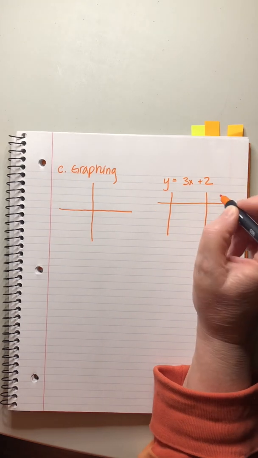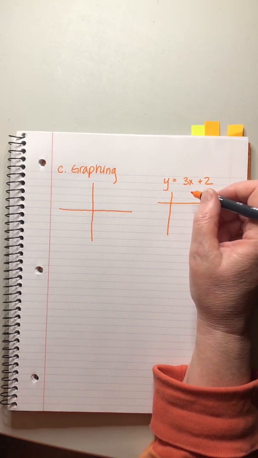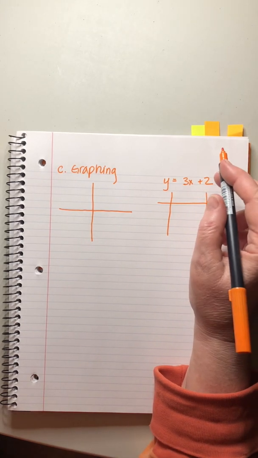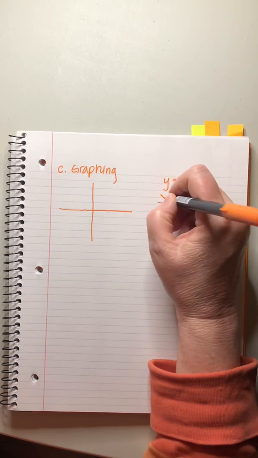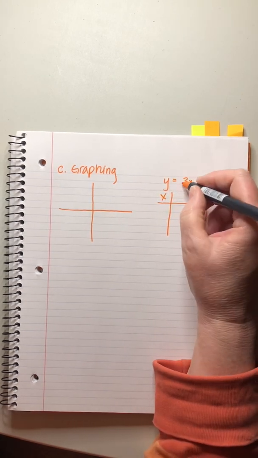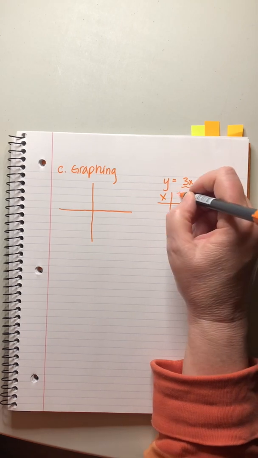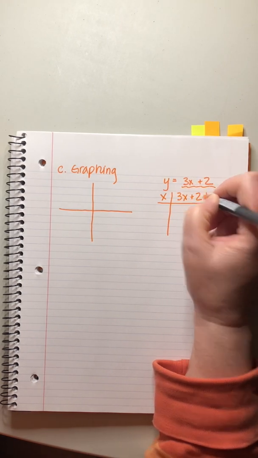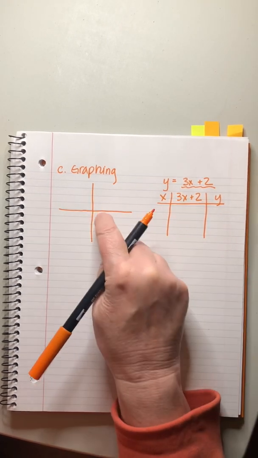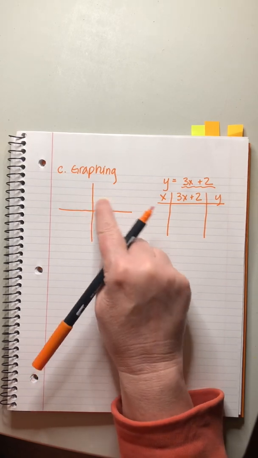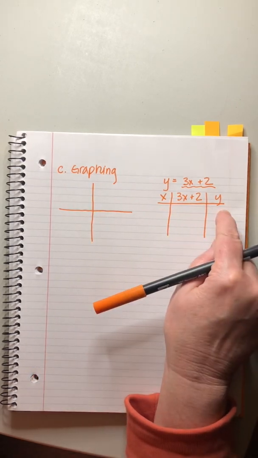My charts are different than John's, and don't tell him, but my charts are better than John's. So make yours like mine. We put the x here, we put the y here, then we write this part up here. Then we choose numbers for x that are easy and simple, that'll keep us close to the middle, and then we calculate what the y will be.